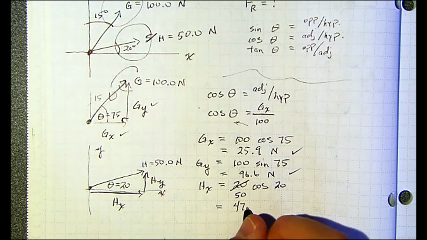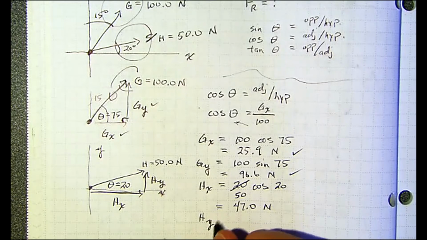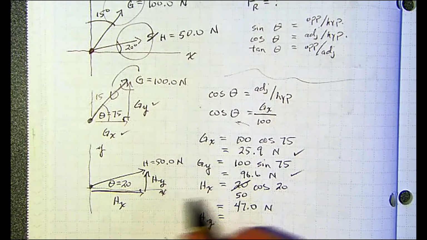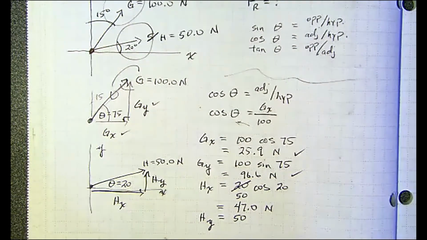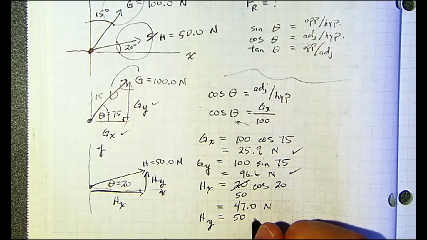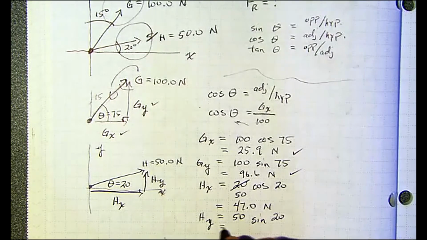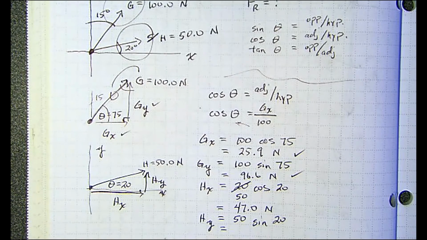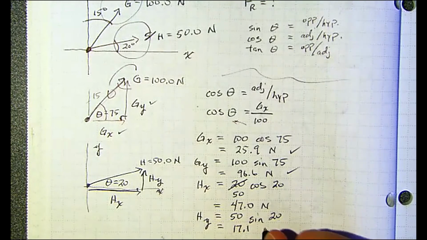46.98. I'm going to make it 47.0 newtons. Now, cheating time. H sub Y is going to be the same sort of relationship that G sub Y was, except the vector is 50 and sine of 20 this time. What's the sine of 20? Sine times 50 equals 17.1. I'll take it. 17.1 newtons.